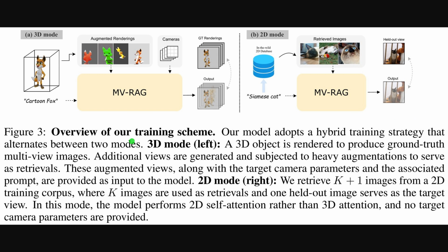Figure 3 shows the hybrid training scheme that alternates between a three-dimensional mode and a two-dimensional mode, so the network learns both geometry and retrieval conditioning. The left panel renders ground truth multi-view images, applies heavy augmentations as pseudo-retrievals, and supplies camera poses with the prompt. The right panel pulls K+1 real images from a web corpus, predicts the held-out view, and swaps in two-dimensional self-attention because no camera poses are given. This pairing teaches 3D consistency from structured data and from unposed in-the-wild imagery.